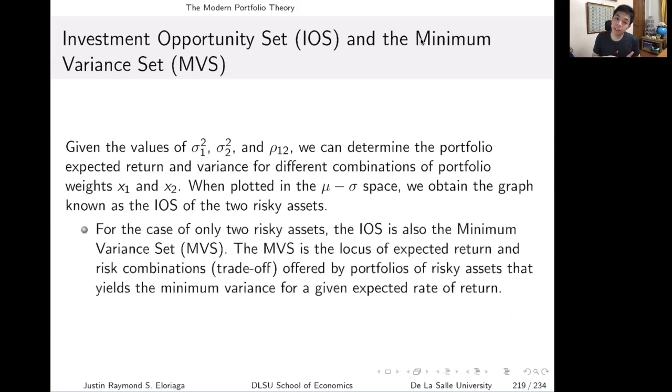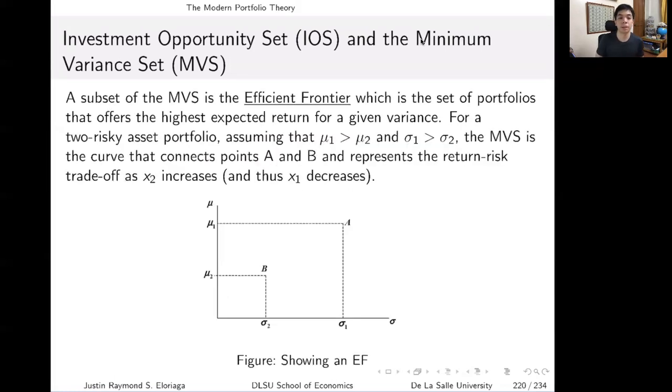Now, for the case of only two risky assets, the investment opportunity set is also the minimum variance set. Essentially, the minimum variance set is the locus of expected return. It's the collection of expected return and risk combinations offered by portfolios of risky assets that yields the minimum variance for an expected rate of return. So we have that sort of concept if you connect all the portfolios with varying weights.